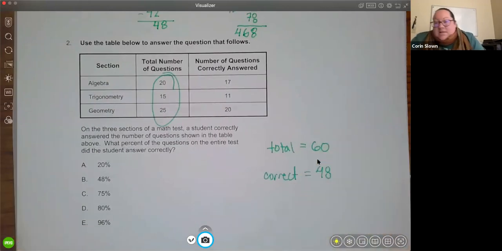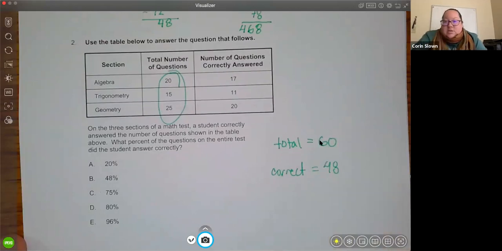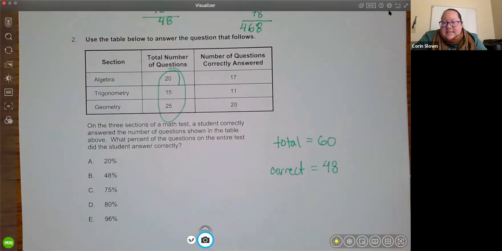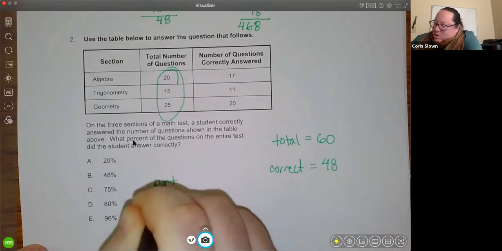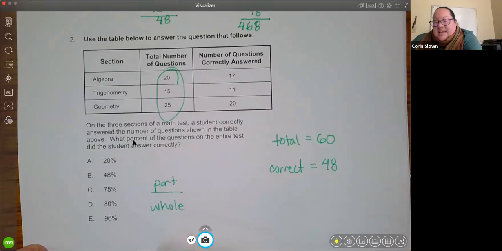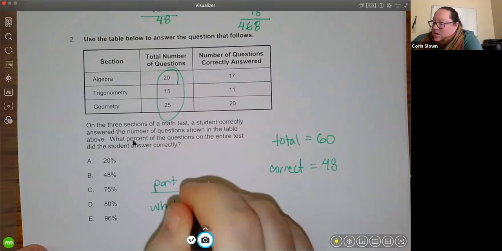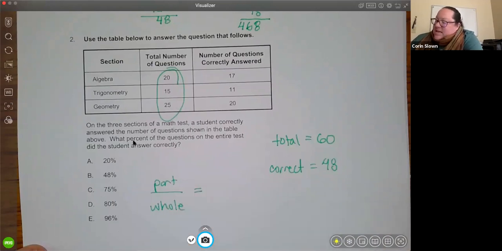But that's not all this problem is asking me to do. The other thing that this problem is asking me to do is to make sense of what percent. So I know that percent is part of the whole. So in this case, I have to think about what is my part and what is my whole. Well, in this case, my total is going to be my whole.